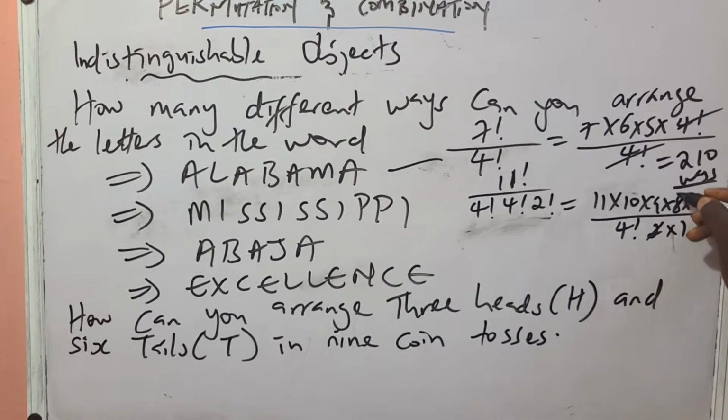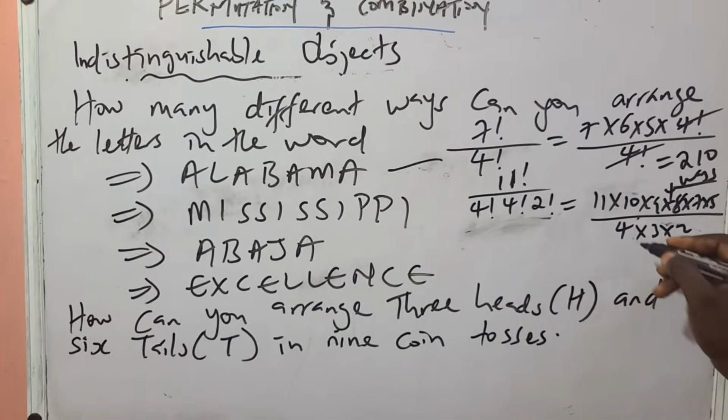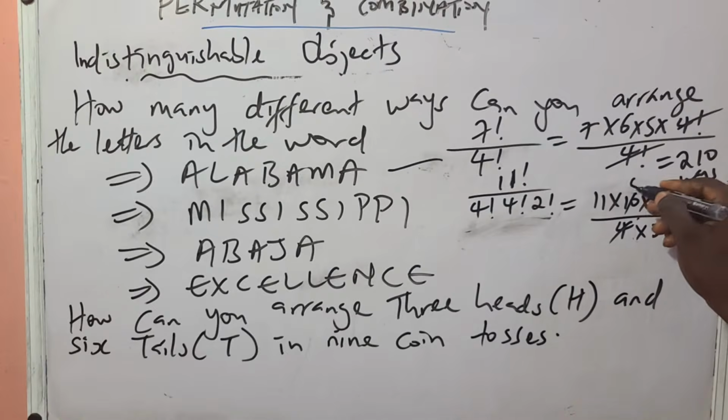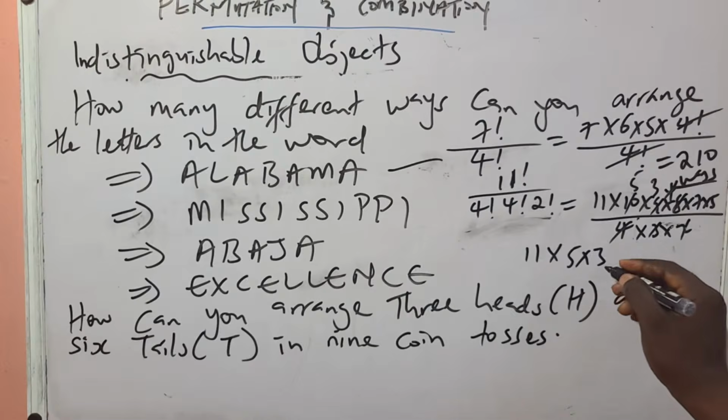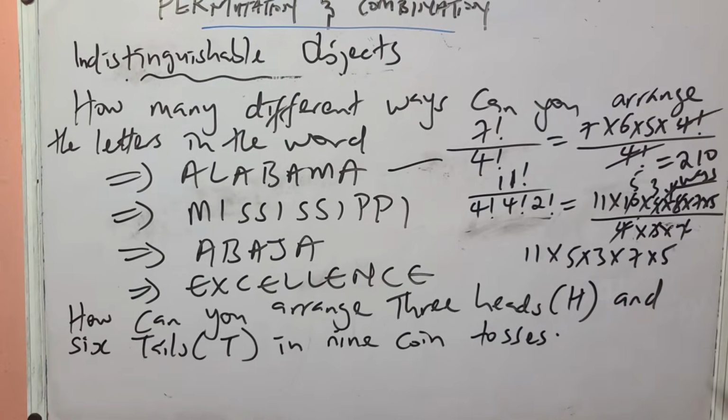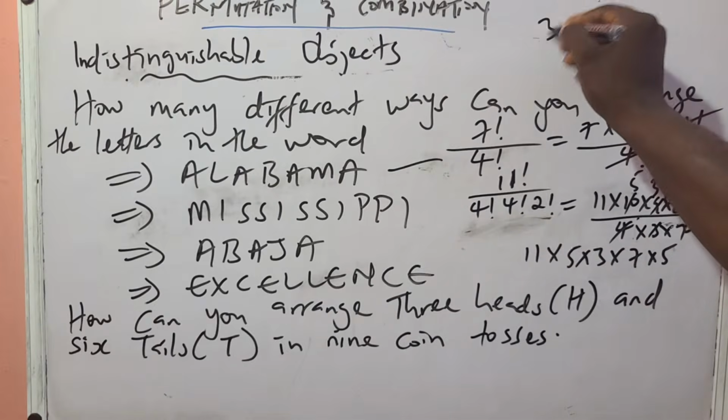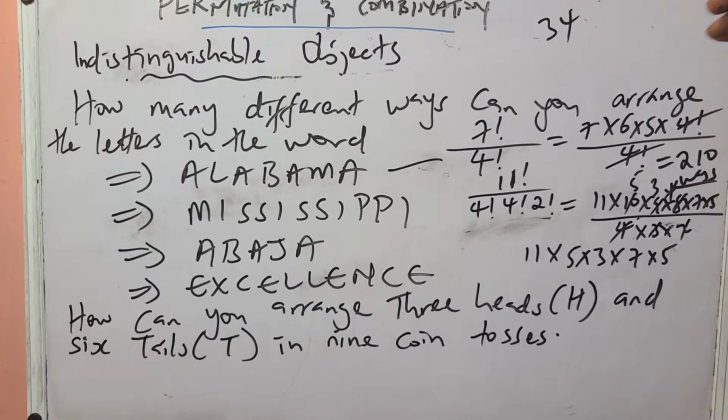So this will be 2 cutting the 8 here. That will be 4. And of course, I know I have 4 times 3 times 2. This 4, we cancel this 4. This 2 here, we cancel the 10. I'll be left with 5. 3, we cancel 9. I'll be left with 3. So I'll be left with 11 times 5 times 3 times 7 times 5. I think that can be calculated easily. Somebody wrote 3, 4, 6, 5. Okay, so that will be 3,465 ways.